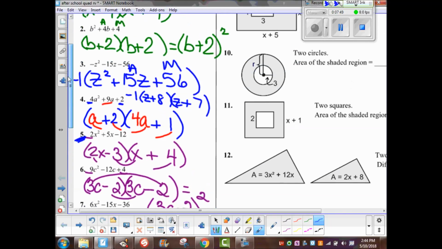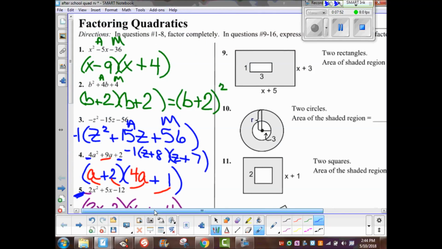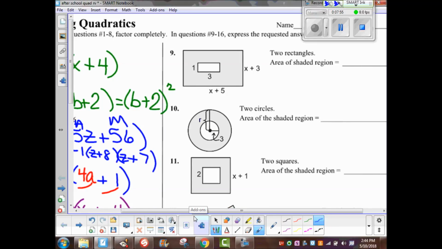All right. Take a look over here to number 9. 2 rectangles. Area of the shaded region. If they asked us for the area of the shaded region, we'd have to find the area of the big rectangle, and then the area of the small rectangle, and then do what to those two areas? Okay, so we need to take out that white area to be left with the area of the shaded region. So we could say the area of the big rectangle, length times width, minus the area of the small rectangle, which is just 1 times 3 or 3.